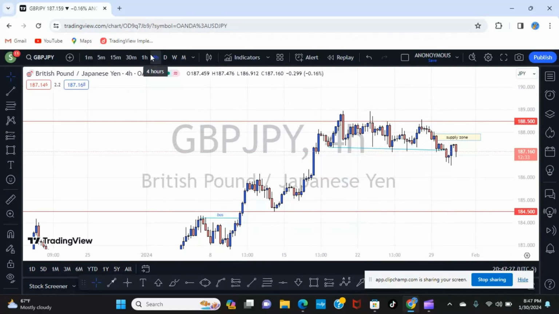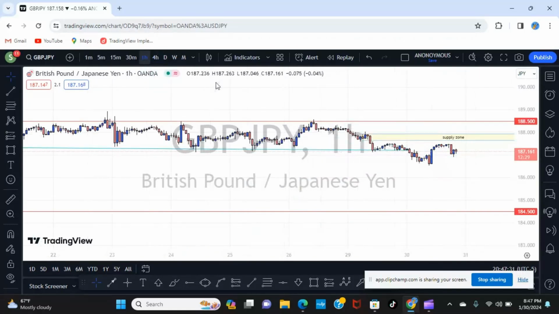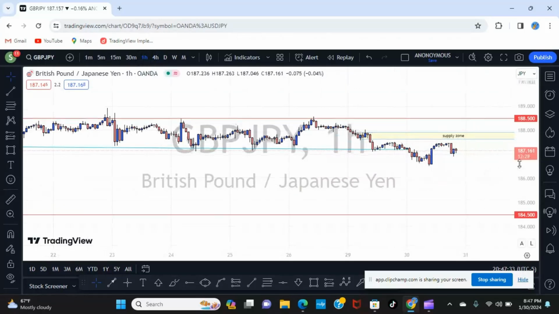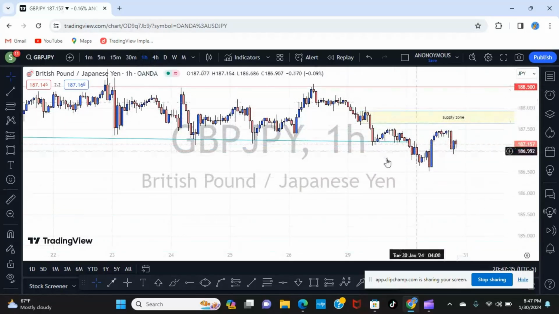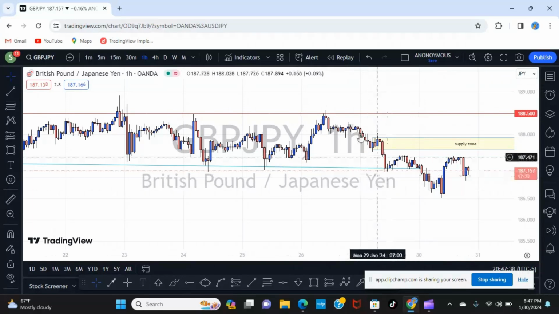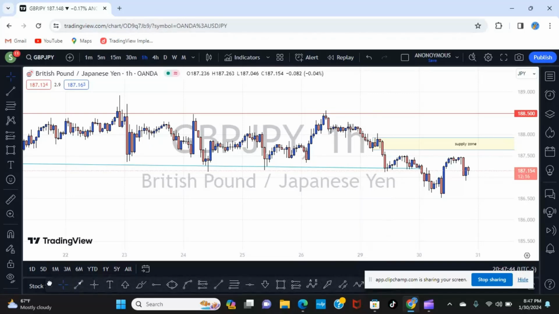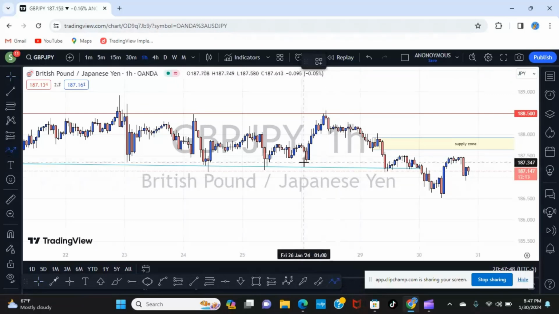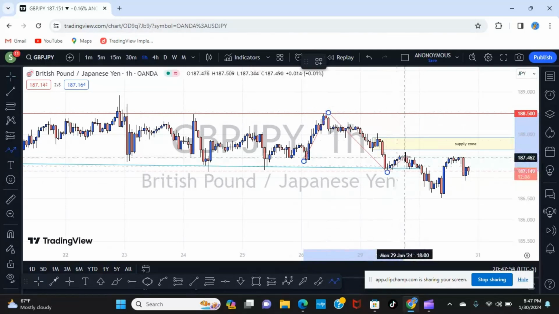So we still analyze it doing a top-down analysis the same way. We go on an H1 time frame. We notice that the market is creating lower lows. Let's see. We go on a 1 hour time frame and we notice that the market is creating lower lows and lower highs.